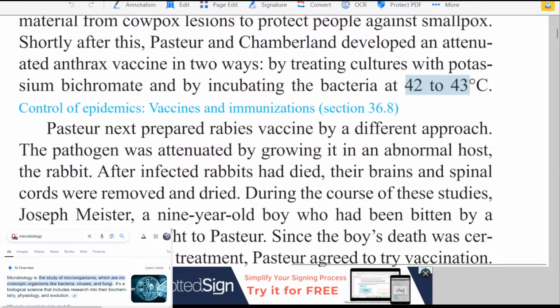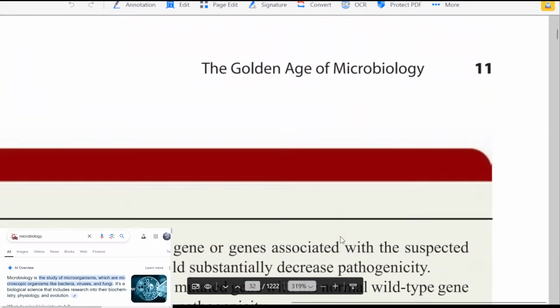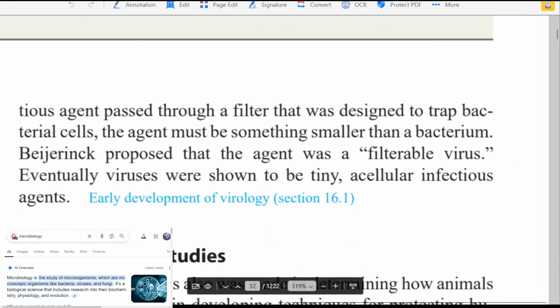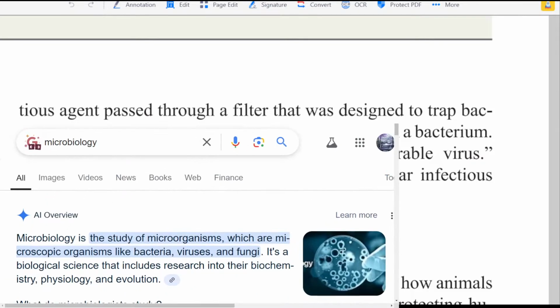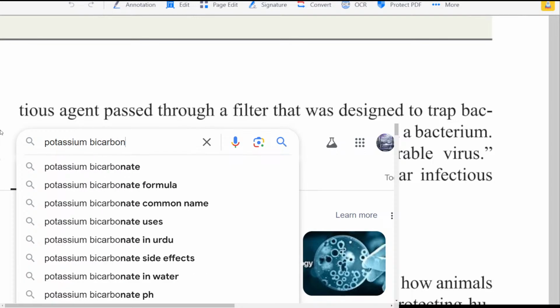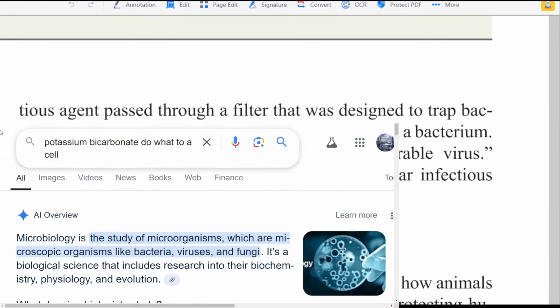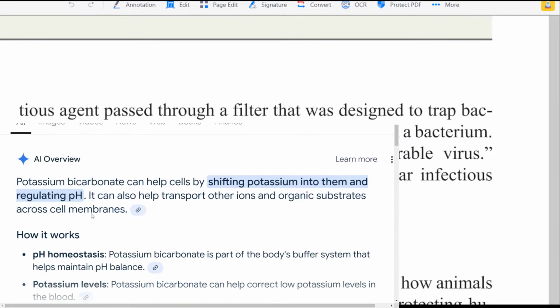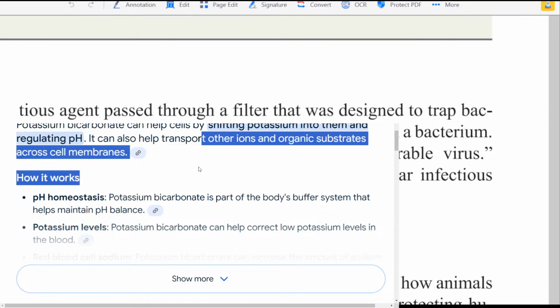So first they treated the culture with potassium bichromate, which made the cells non-functional. Wait, what does the potassium bichromate do? Let me search it a little bit. What does potassium bichromate do to a cell? It helps by shifting the potassium into them and regulating pH, transporting other ions and organic substances.